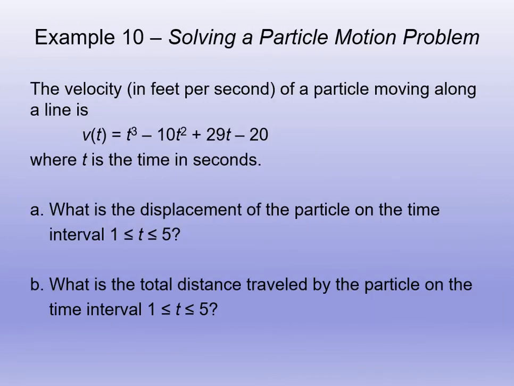Alright, so let's do an example here. We have a moving particle. Its velocity is represented by t cubed minus 10t squared plus 29t minus 20. We want to find the displacement from 1 to 5 and the total distance traveled when the seconds are 1 to 5. So we have to make sure that we pay attention.